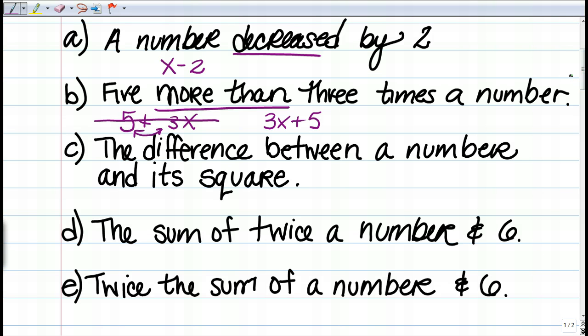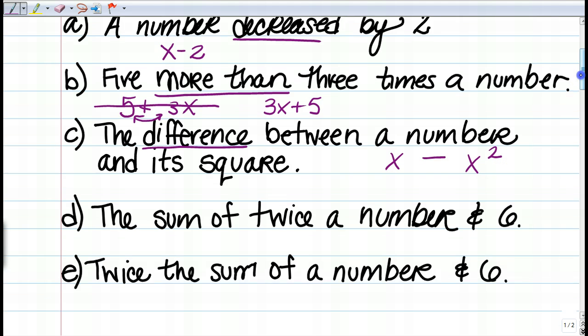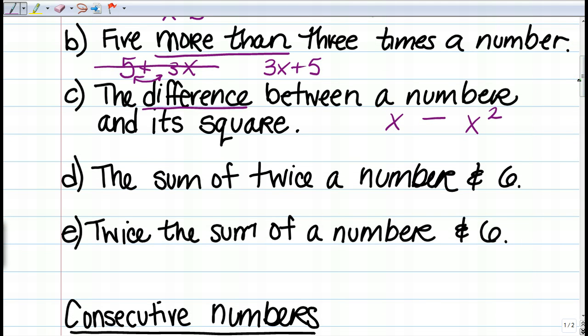The difference between a number and its squared. Difference is your key word. So that means subtraction. So the difference between a number would be x, and its squared, and it's that number squared. So x minus x squared.